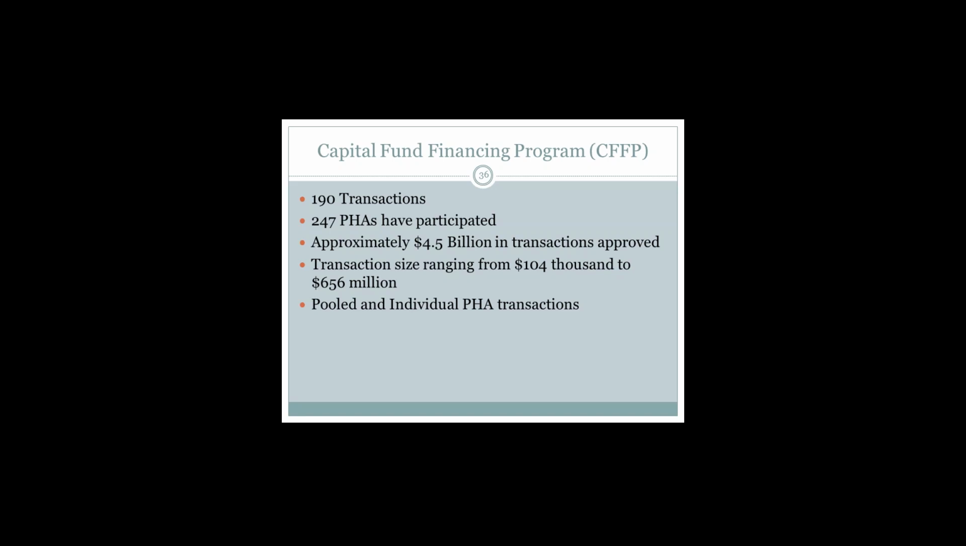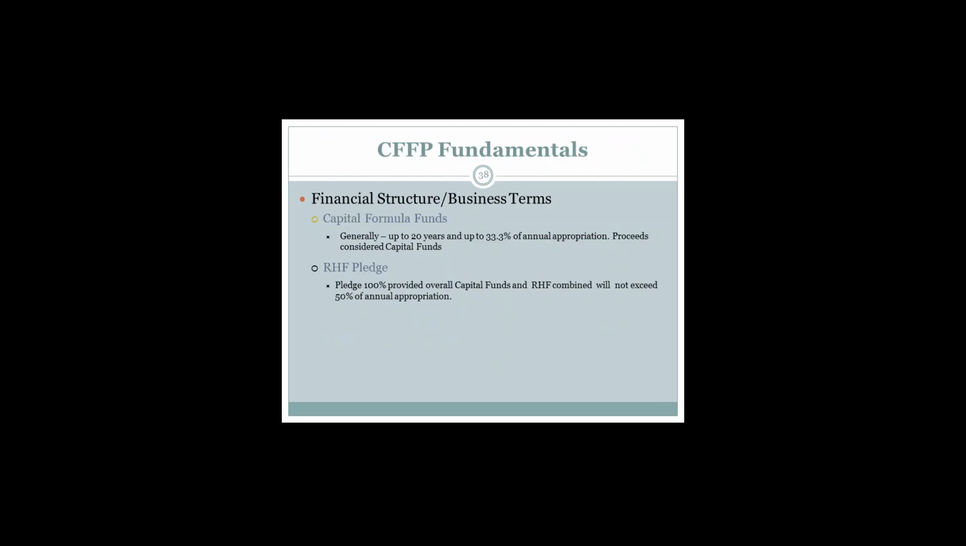So really, what is CFFP? The financial structure and business terms are basically that they are able to borrow against their future capital fund formulas. They can borrow up to 20 years and up to 33.3% of their estimated annual appropriations. And they can pledge 100% of RHF? 100% RHF, yes, as long as it meets the criteria you have on the screen, as long as it combined will not exceed 50% of the annual appropriation.